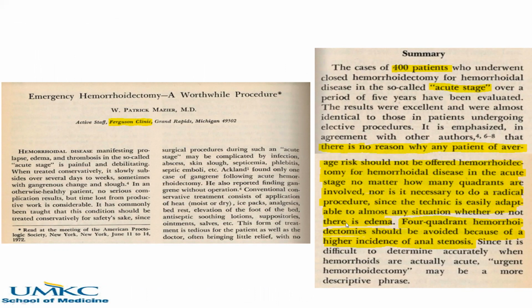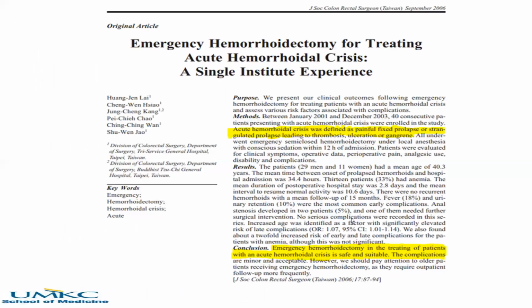incidence of anal stenosis. In 2006, the colorectal surgeons from Taiwan looked at their outcomes on 40 consecutive patients who underwent emergency hemorrhoidectomy for acute hemorrhoidal crisis. Acute hemorrhoidal crisis they define as painful fixed prolapse or strangulated prolapse leading to thrombosis, ulceration, or gangrene. They found no serious complications and concluded that emergency hemorrhoidectomy in treating acute hemorrhoidal crisis is safe and suitable. The complications are minor and acceptable.